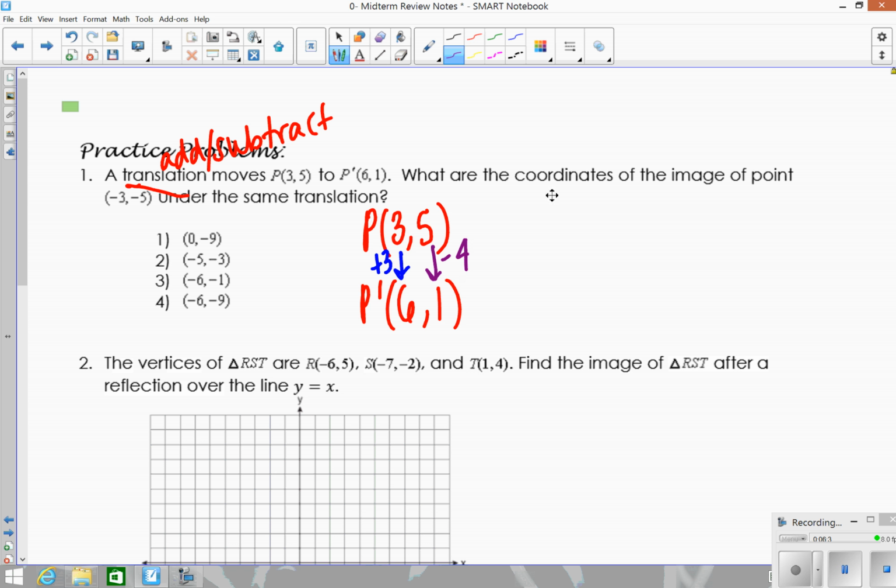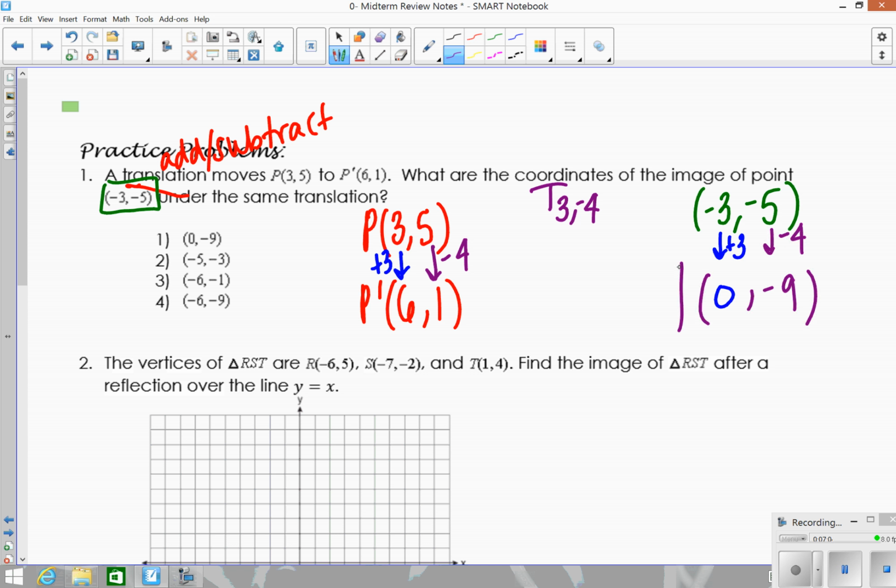So that means the translation was a translation of 3, -4, meaning we moved right 3 down 4, or we add 3 to x, subtract 4 from y. So then it says, what are the coordinates of the image of the point, so this point here, under the same translation? So if I start with that point, -3, -5, I'm going to apply the same translation to it. So I'm going to add 3, so I end up with 0. And then I'm going to subtract 4, so I end up with -9, and that is going to be my new coordinate. So 0, -9 would be the new coordinate.